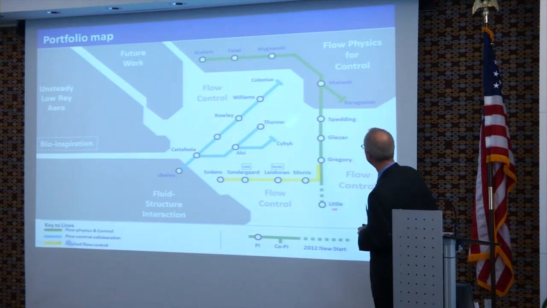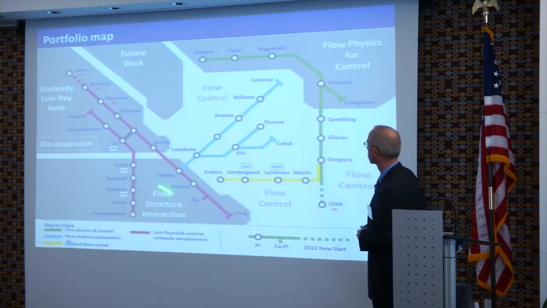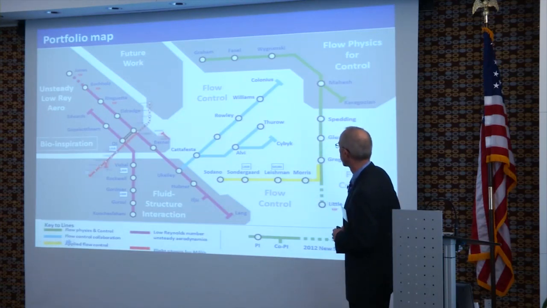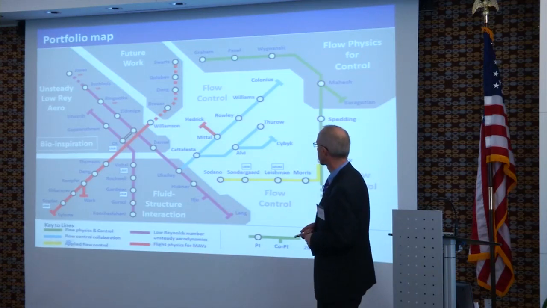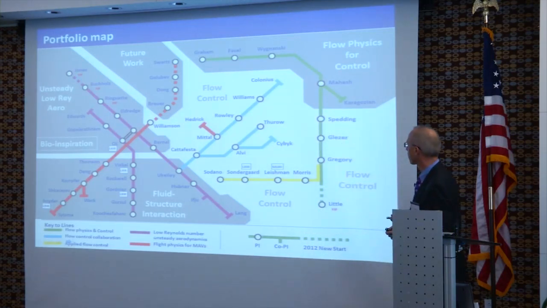Okay, so that's kind of flow physics control. We also have the metropolitan line, which is running through this low Reynolds number unsteady aerodynamics and fluid structure interactions, as well as what I call the central line here. So this has a little bit more of a flow physics for MAVs, as well as tapping into some future work that's going to be funded this year. So there we have the portfolio map.